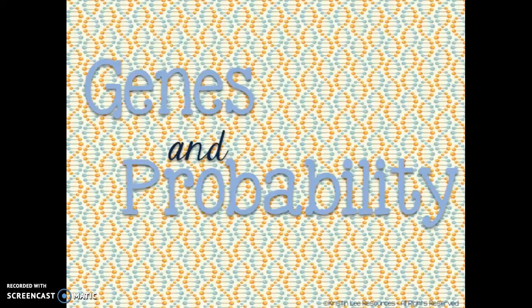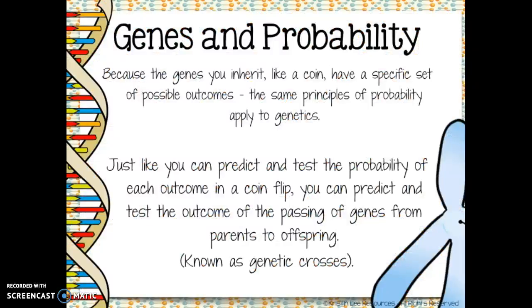This video is going to talk about genes and probability and then teach you how to complete a Punnett square. So first, when we're looking at genes and probability, because the genes you inherit, like a coin, have a specific set of possible outcomes, the same principles of probability apply to genetics. Just like you can predict and test the probability of each outcome in a coin flip, you can predict and test the outcome of the passing of genes from parents to offspring, known as genetic crosses.